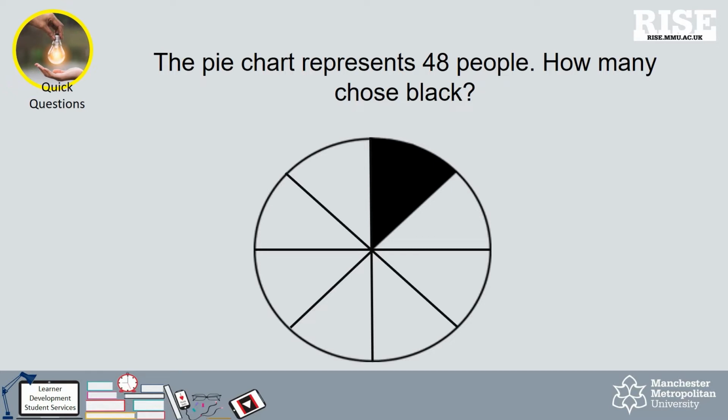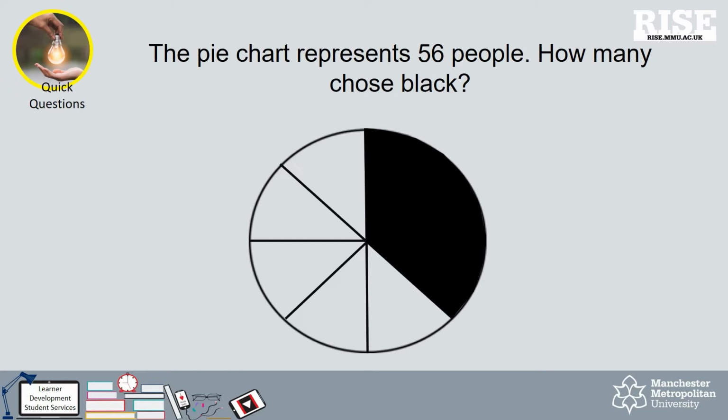What about if it has more sections now? The pie chart represents 48 people. How many people chose black? Well, the pie chart is separated into 8 sections, and one section of these are the people who chose black. 1/8 of 48 is 6.